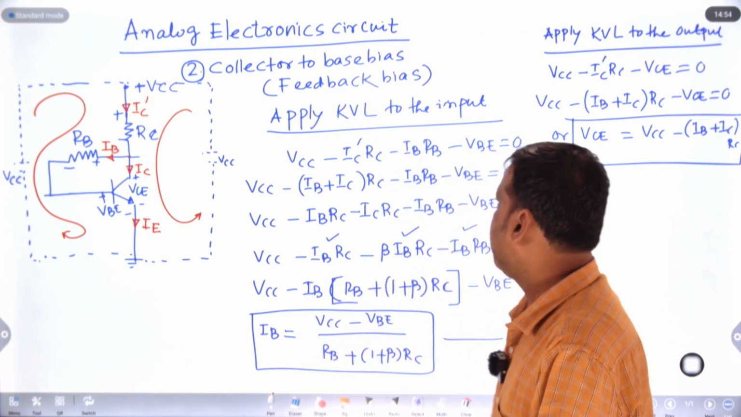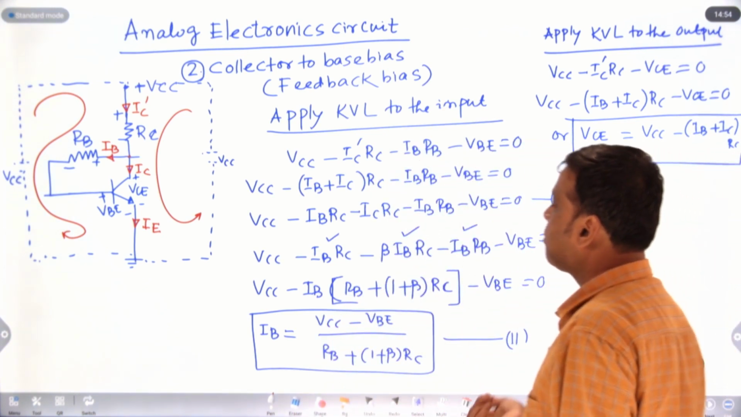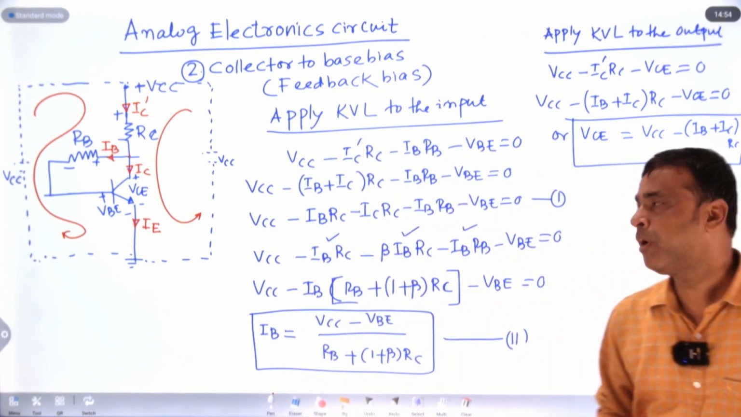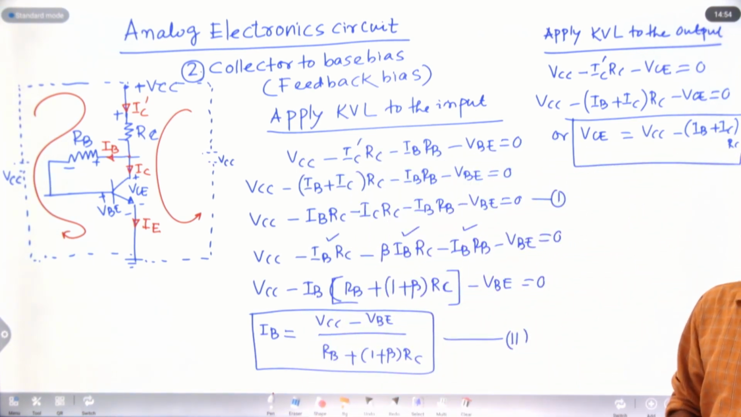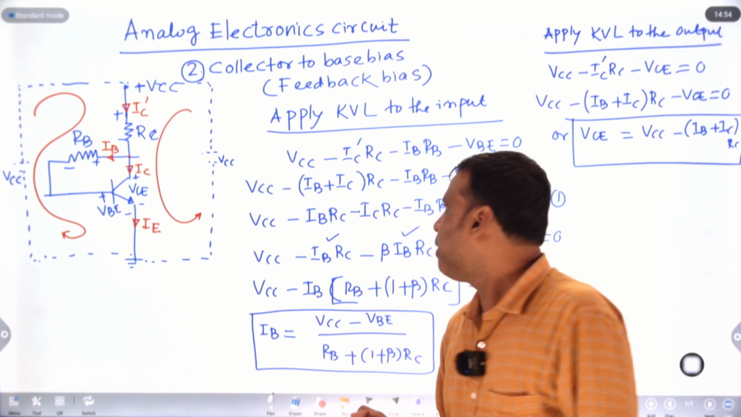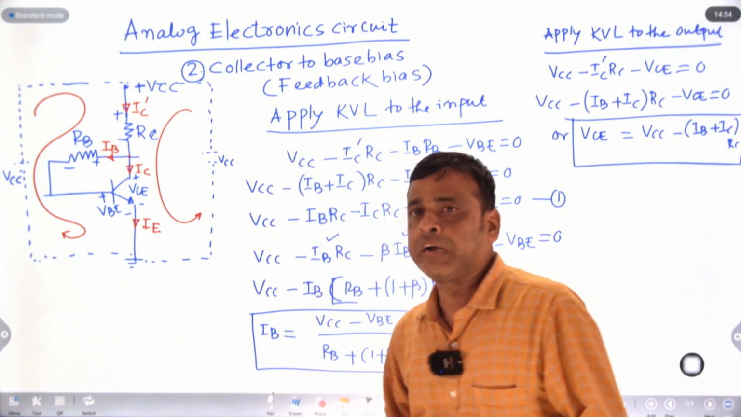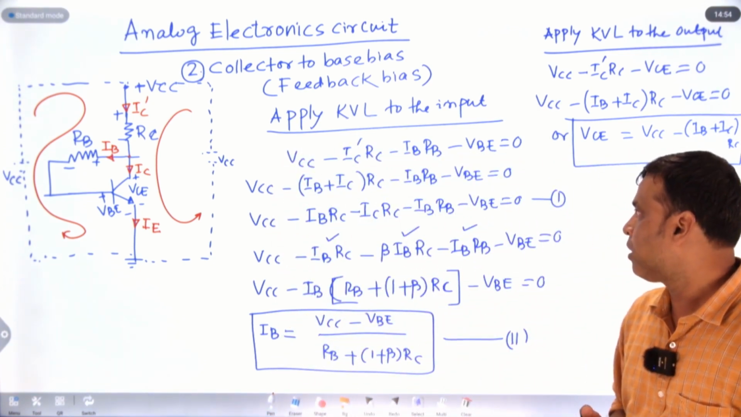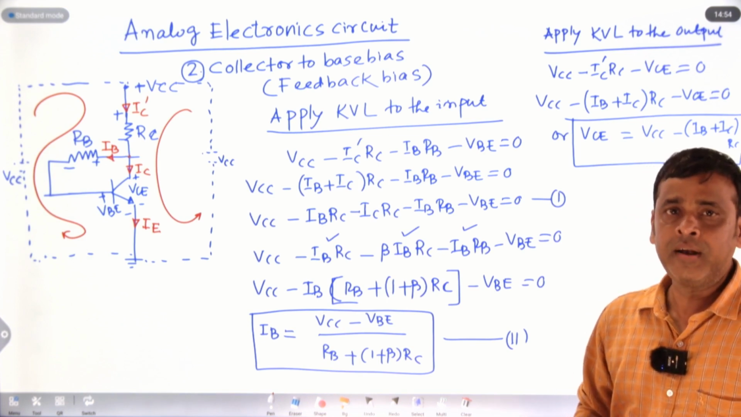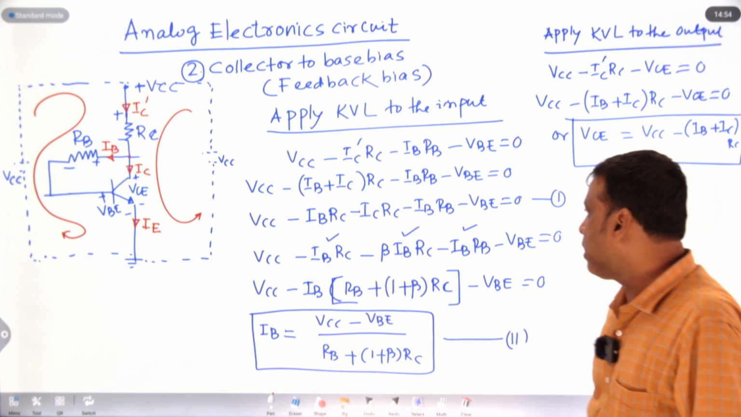So in collector to base bias, fixed bias or any biasing method, first of all we have to calculate the operating point. Operating point is nothing but the Q point, the values of IC and VCE. The transistor will operate at a particular value of collector current and a particular value of collector emitter voltage. That's why we say the operating point is nothing but IC and VCE. How to get IC?